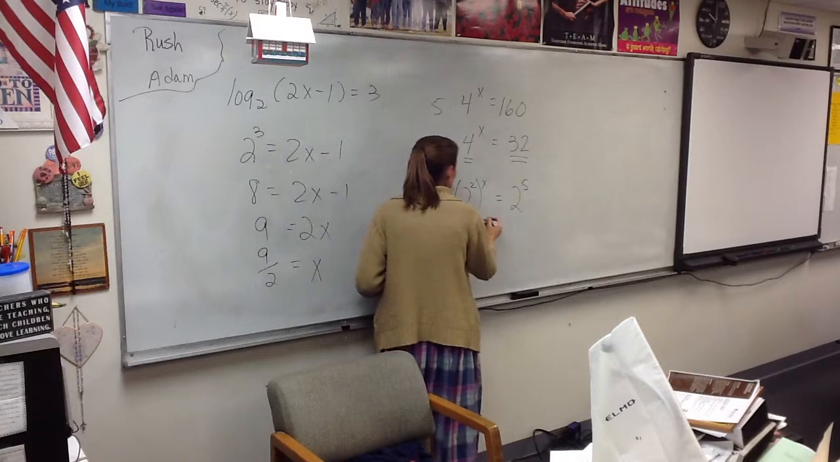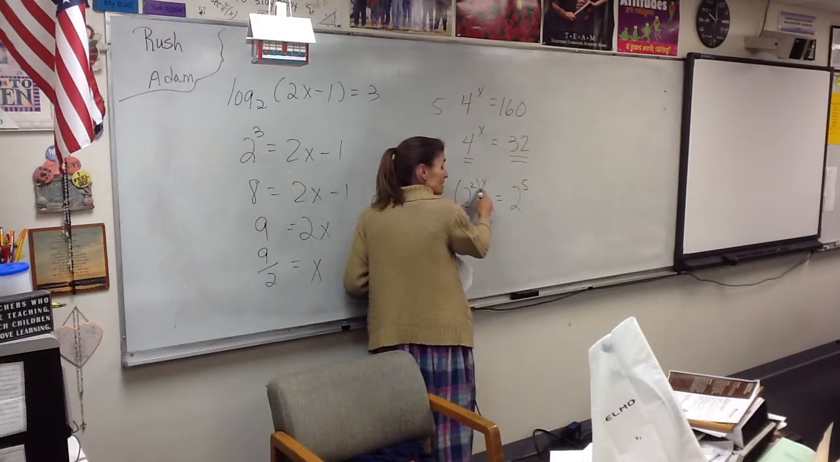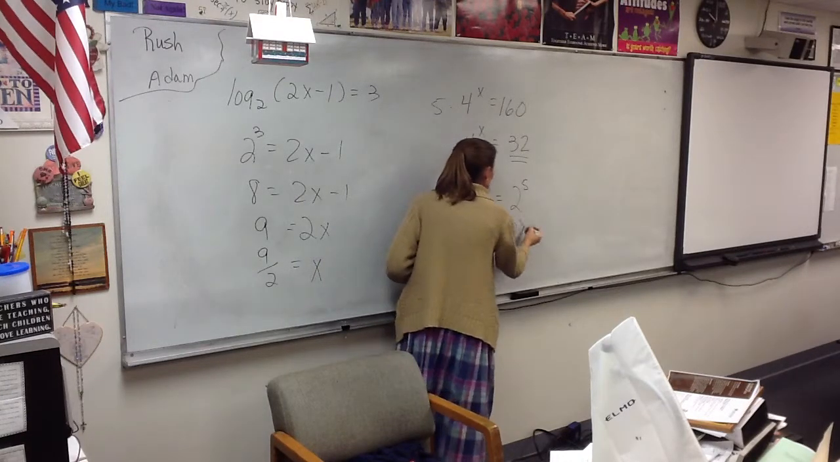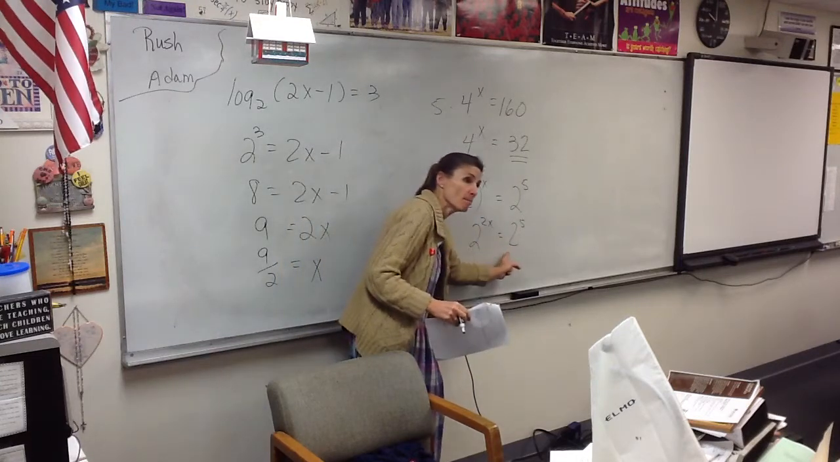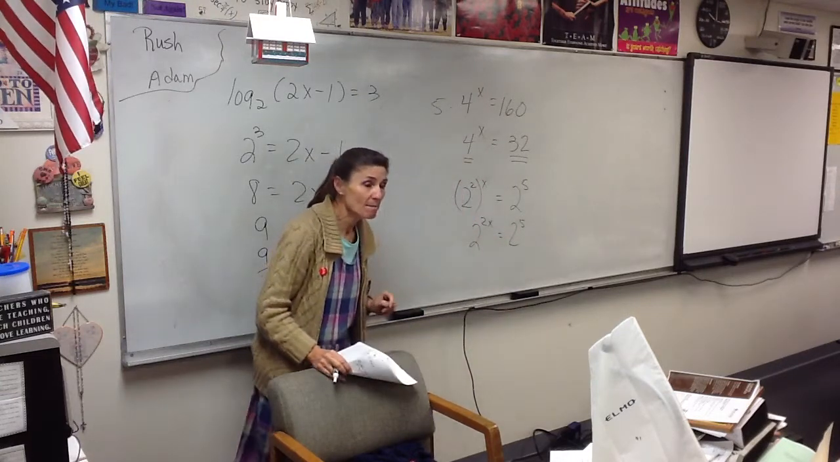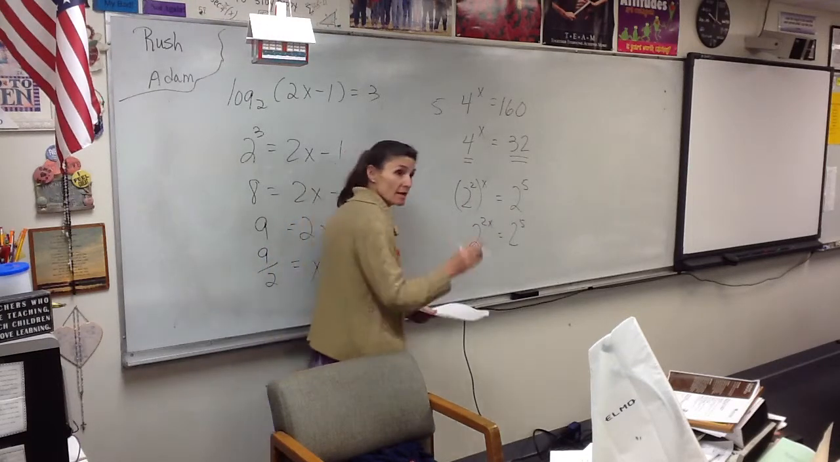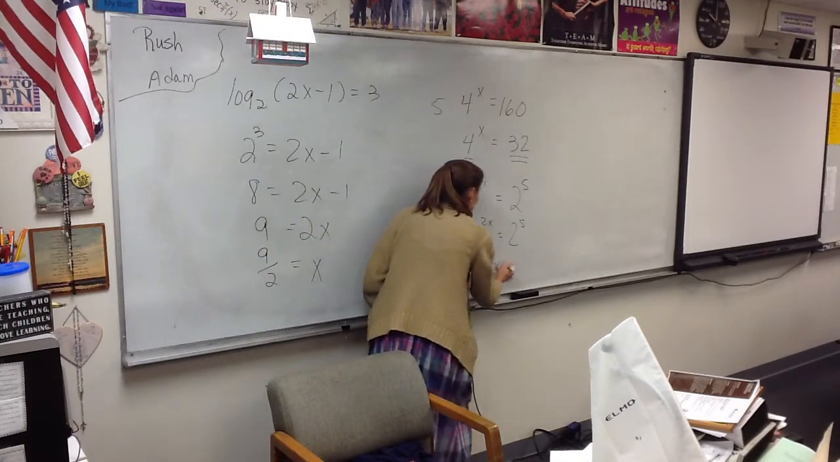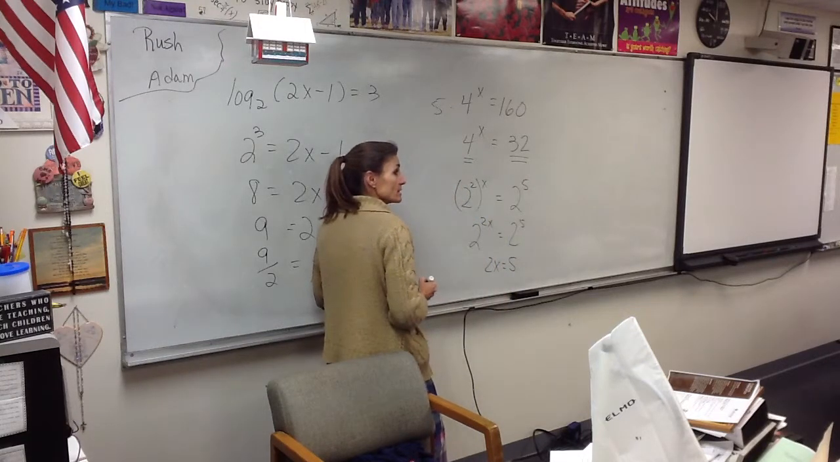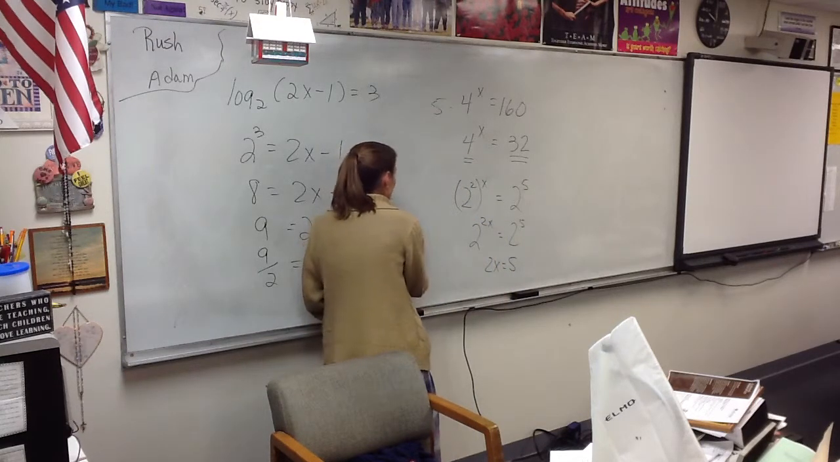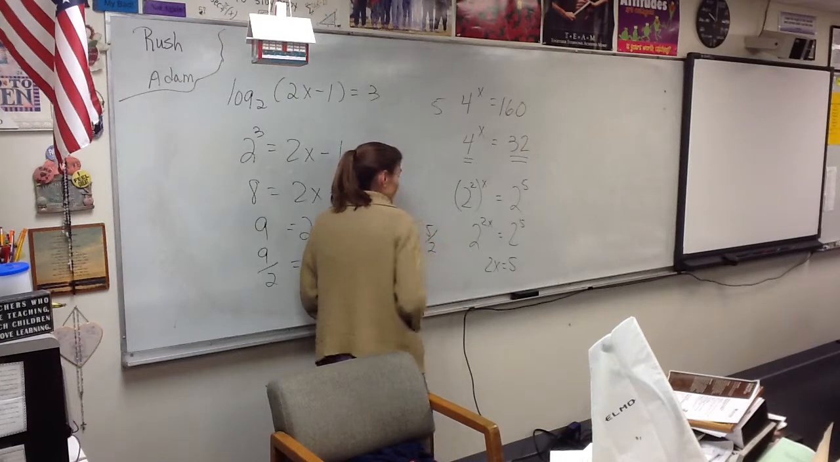Now 2 to the 2x, remember we multiply these, equals 2 to the 5th. What do I do at this point? I made my numbers match. Why did I make them match? So that I could cross them off and say 2x equals 5. Set my exponents equal, like Julia said. So what does x equal? 5/2.